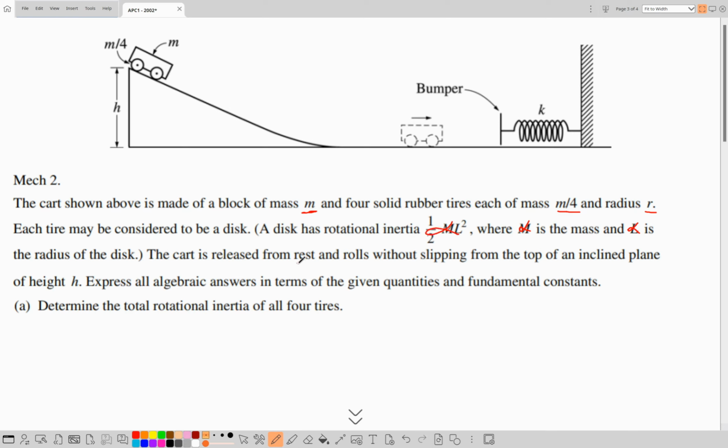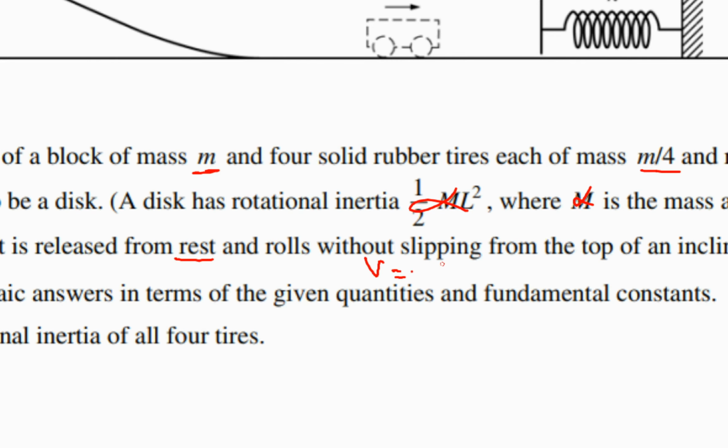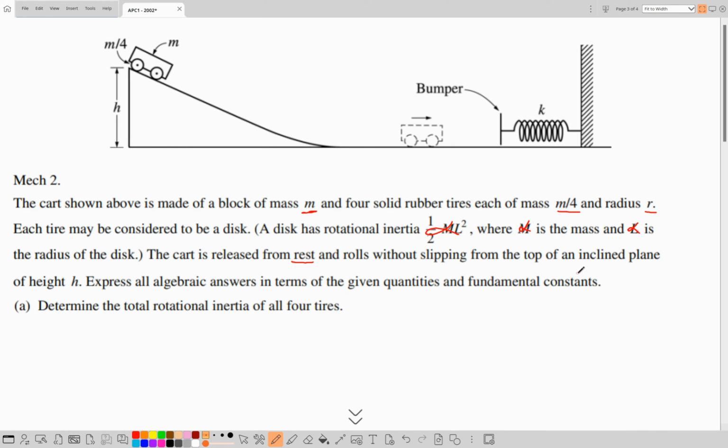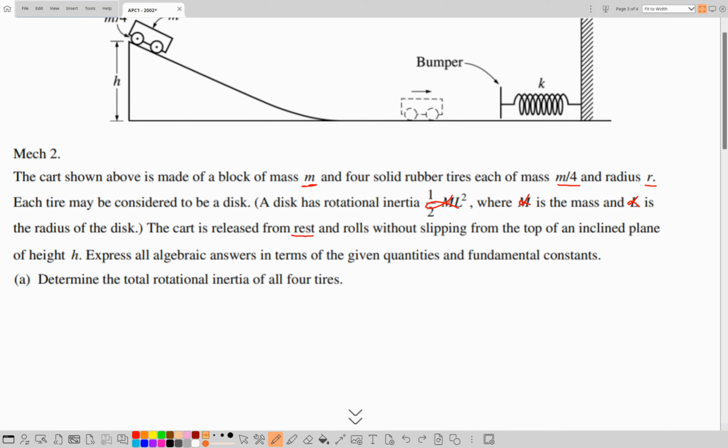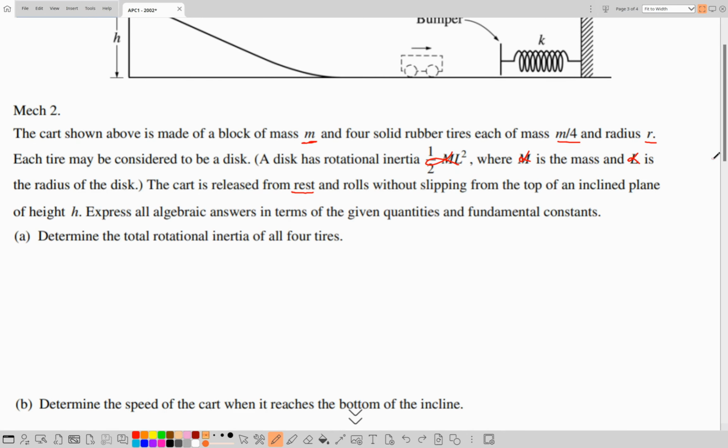The cart is released from rest, which means that initially we don't have any kinetic energy, and it rolls without slipping. We can make use of the fact that v is equal to omega r, the constraint equation. From the top of an inclined plane of height h, express all algebraic answers in terms of the given quantities and fundamental constants. Determine the total rotational inertia of all 4 tires.